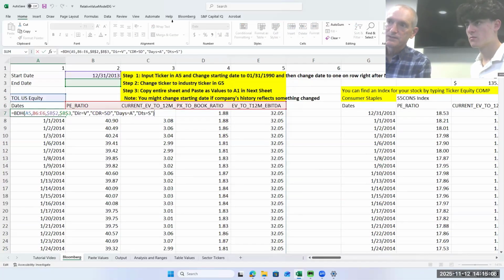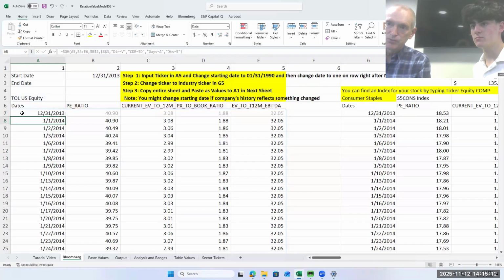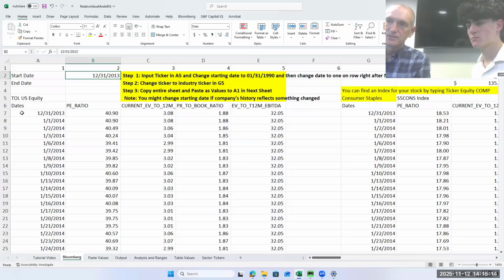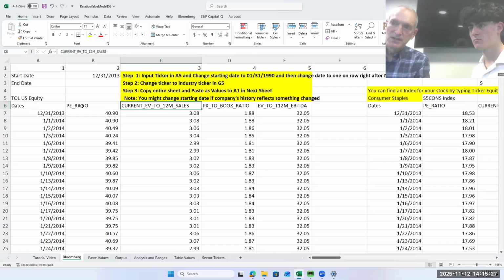So I've got the Bloomberg button up there. There's the Bloomberg data history. And what I told Bloomberg to do is go back to December 31st, 2013, and bring in the PE ratio. I also asked for the enterprise value to sales. So sometimes you use the price, like PE ratio. That's if you're dividing by something like earnings, which already has interest expense subtracted.